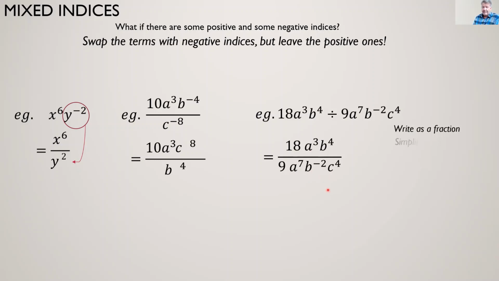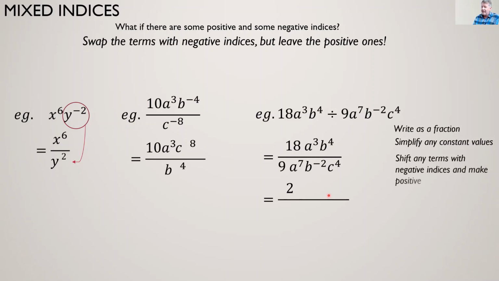Next bit. Let's simplify the constant values. Now get the numbers out of the way. Don't need them. 18 over 9. 18 divided by 9 is 2. Correct? So it's going to end up on 2. 2 on top. All right. Next one. Shift any terms with a negative index. So b to the negative 2 from the bottom goes to the top. Any other negative indices? Nope, just the b.